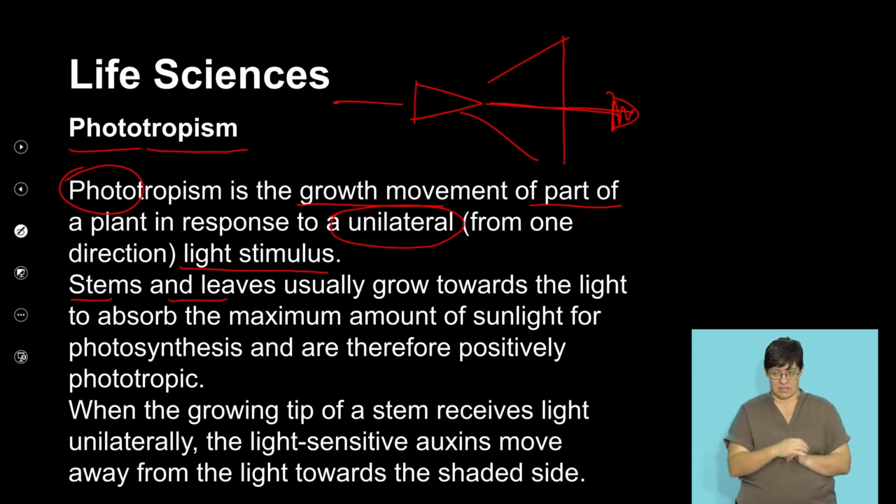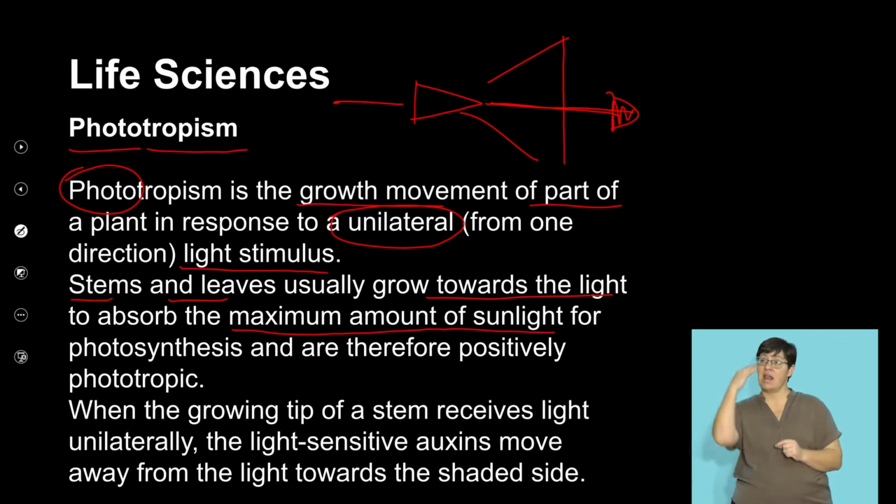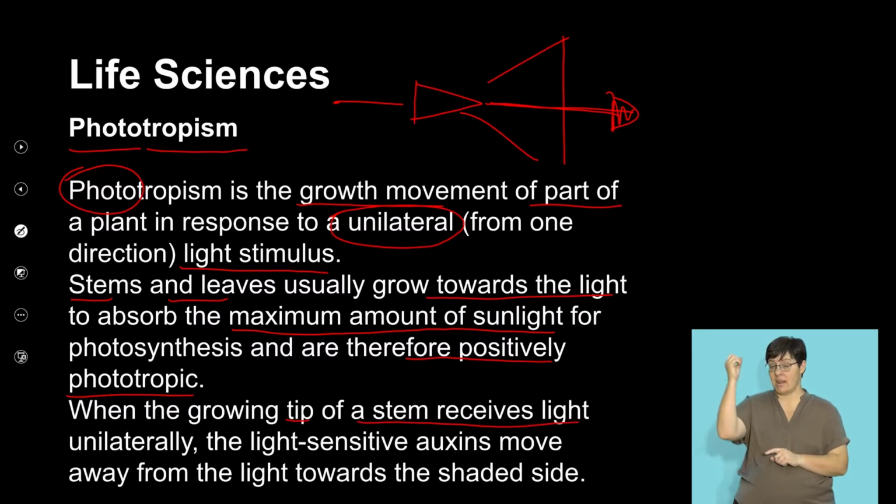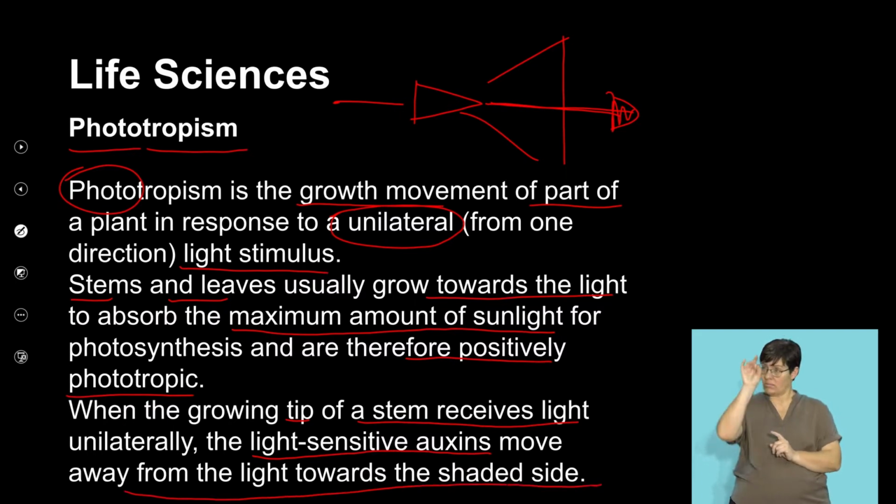Stems and leaves usually grow towards the light to absorb the maximum amount of sunlight so that photosynthesis is maximized, and they are therefore positively phototropic. When the growing tip of the stem receives the light, which is from one direction, we find that the light-sensitive auxins move away from that light towards the shaded side.